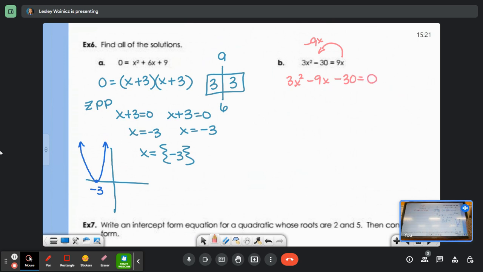What else is weird about it? 3, 9, and 30. They all have a what in them? Oh, a factor of 3. Do you all see it? We have a GCF. Okay, so we have a GCF on this one.